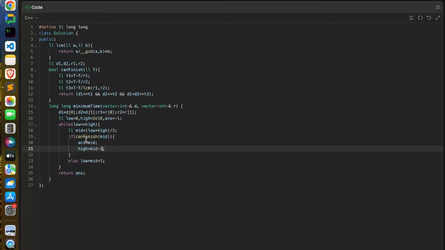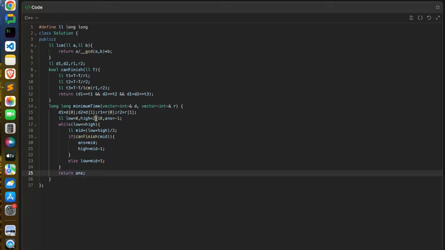Else, if they cannot make the delivery, it means that they cannot make the delivery for the smaller times, mid minus 1, mid minus 2. So go to the right half. So here your low becomes mid plus 1. No need to go to the left half, go to the right half, right? And at the end return your answer.